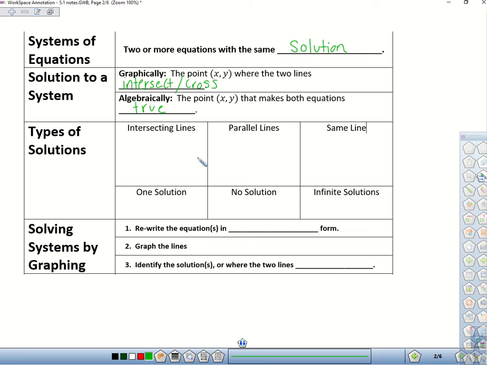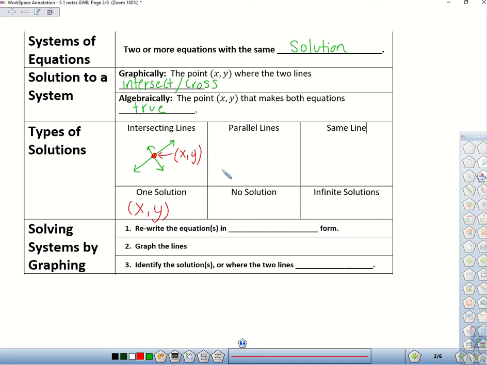Now let's talk about the different types of solutions. So intersecting lines is where we have two lines that literally just intersect, okay? And this is their point of intersection right here. And their point of intersection is denoted by the coordinates x and y. And they have one solution, which is that intersection, x and y.